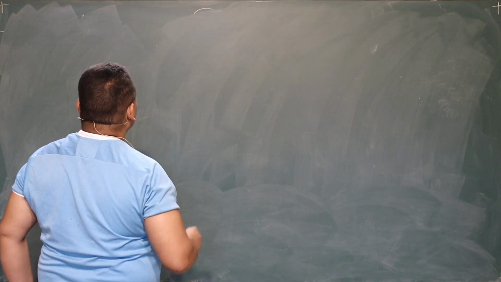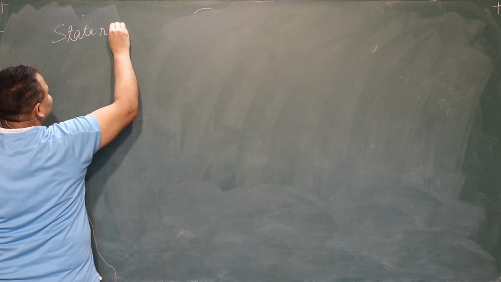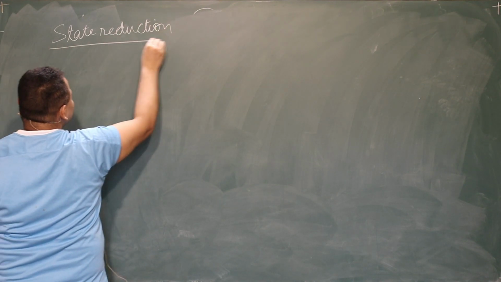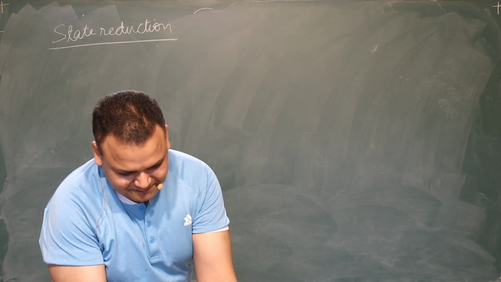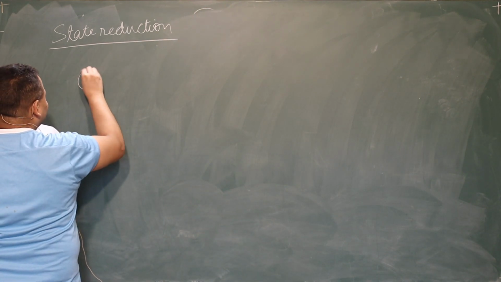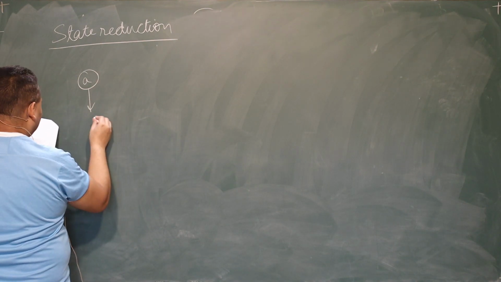This procedure is called state reduction. So let us look at an example here. We have a machine whose state diagram looks something like this.